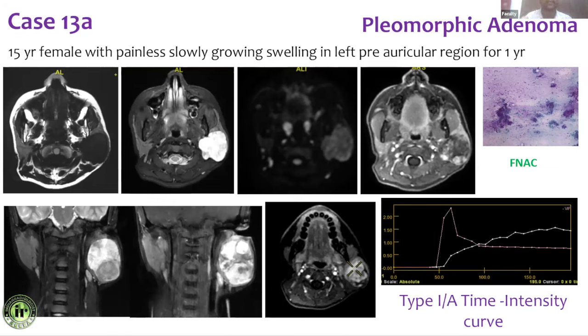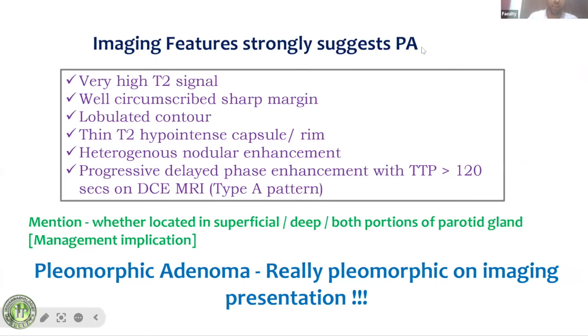So when you come across a parotid space lesion in children, the first differential is always a pleomorphic adenoma. It is the most common benign parotid tumor in children, and FNAC proved that. One important point is that this pleomorphic adenoma showed a progressive pattern of enhancement. So if you do a dynamic MR, you will see a progressive pattern of enhancement without obvious washout in the delayed phase. So these are the features that strongly suggest a pleomorphic adenoma.